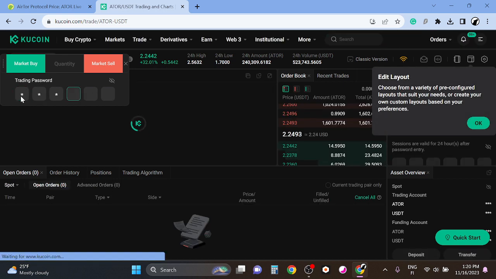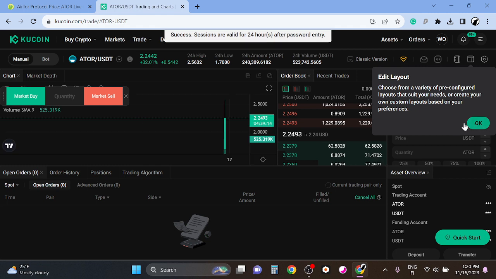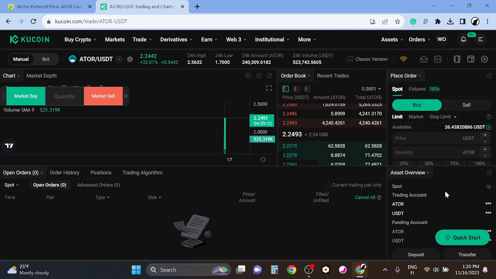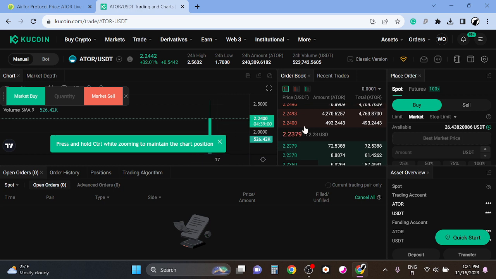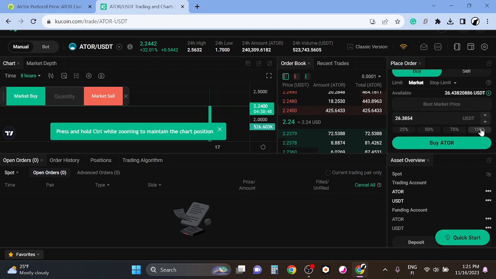All you have to do is put your trading password, which you will make as you create the account. And then here you have basically all this data. But what you want to do is you have a limit order and market buy, and I usually just market buy, meaning that you will buy at the price that's currently in the markets. These are the people who are buying and these are the people who are selling. So you just start buying from here, and then it goes up here. So market, and then 100% of your money if you want to buy, and then you click buy ATOR.